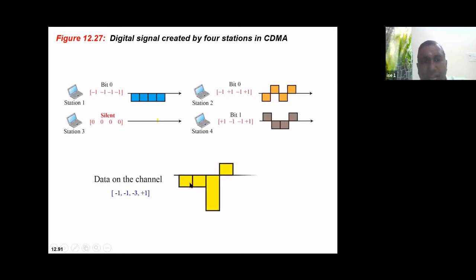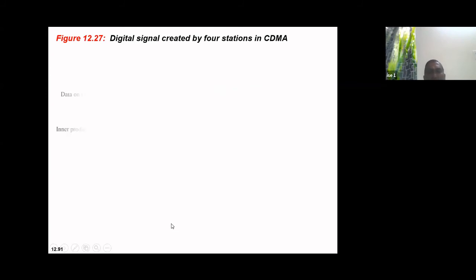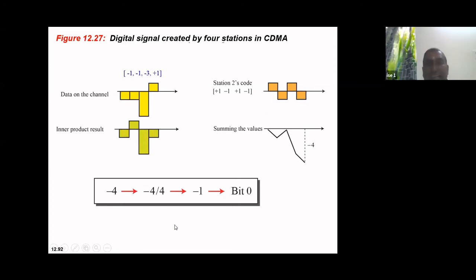Okay. So now I'll be having data on the channel. Data on the channel means when I add D1C1 plus D2C2 plus D3C3 plus D4C4, I'll be getting this chip sequence: -1 -1 -3 +1. You see three such -1s are there, and +1. So this is the data on the channel, and this is how the signal will look. Next we will see the recovery part. How exactly can recovery be done?